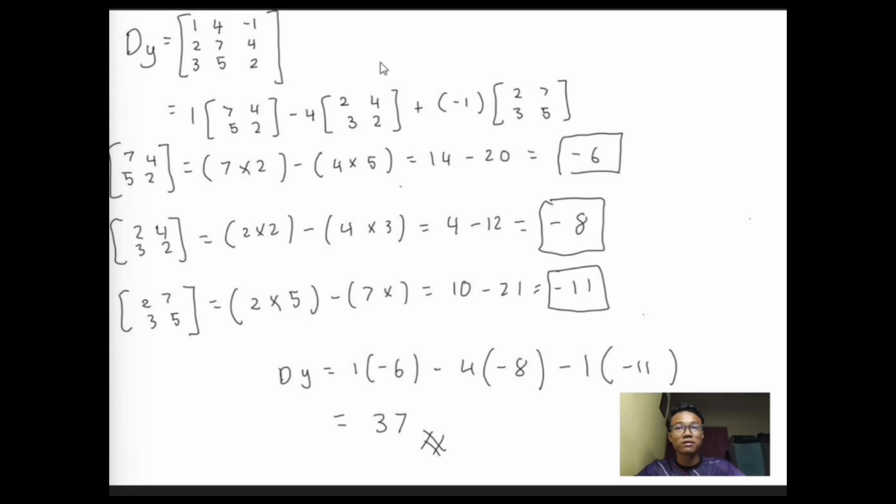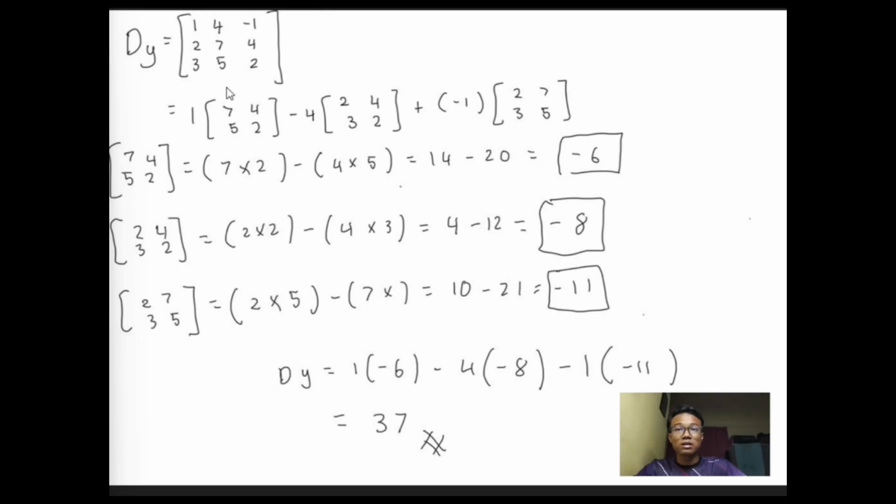My metric number is 78712, and today I will be explaining how to find D sub y using the determinant method. So first, we are given the matrix here: 1, 4, -1, 2, 7, 4, 3, 5, and 2.